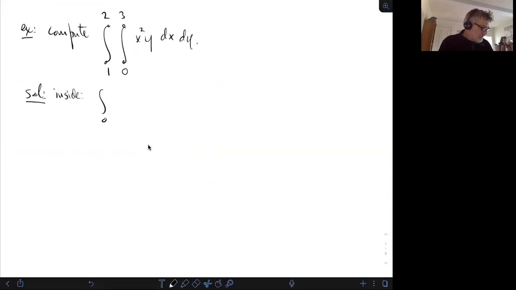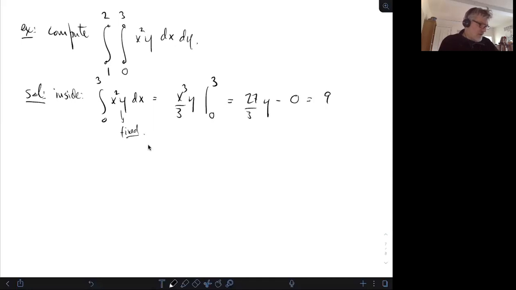It's the integral 0 to 3 of x squared y dx. Okay, so this means that y is fixed. It's a constant, right? So I could factor it out. I'll just leave it there. So I'm integrating with respect to x. So this is x cubed over 3, times y, between 0 and 3. And so this is 27 over 3, y minus 0. So this is 9y. Okay? That's the inside part.